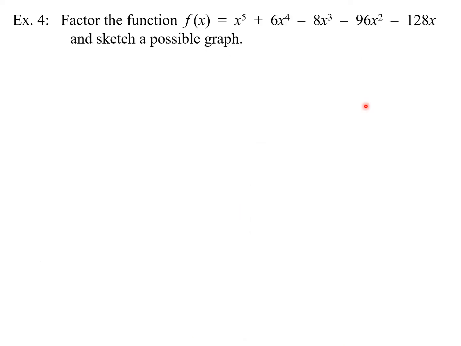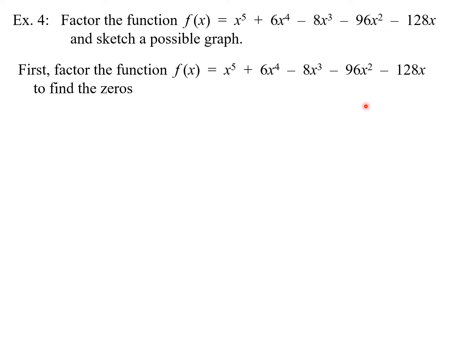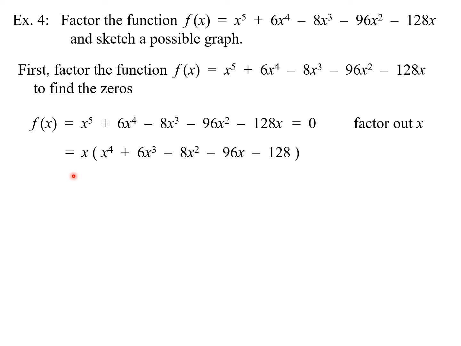All right. Finally, we're going to factor this function and sketch a possible graph from this. Okay, this is going to take a little while to do. All right. First of all, we have to factor this to find the zeros. And so, first of all, I noticed that there's an x in every term. So I'm going to factor out an x. Okay. And when setting that equal to 0, that means that x equals 0 is a 0. So we have one of them already.